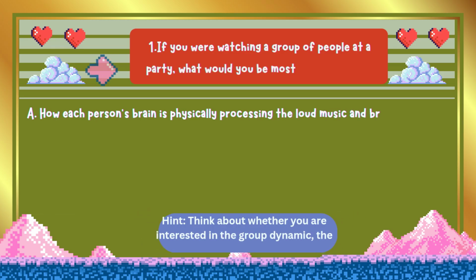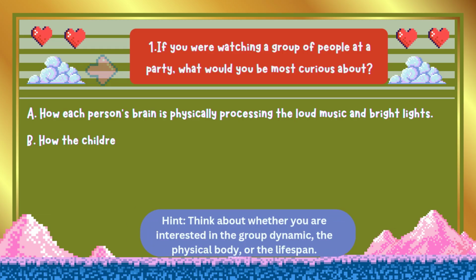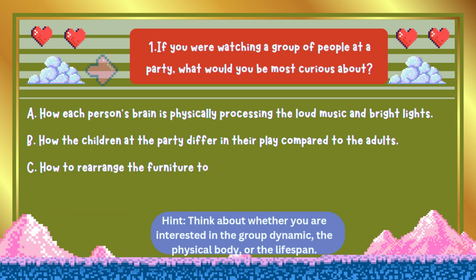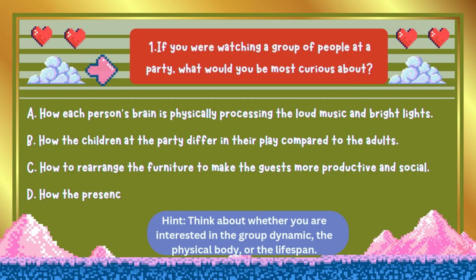A. How each person's brain is physically processing the loud music and bright lights. B. How the children at the party differ in their play compared to the adults. C. How to rearrange the furniture to make the guests more productive and social. D. How the presence of the crowd changes an individual's normal behavior.